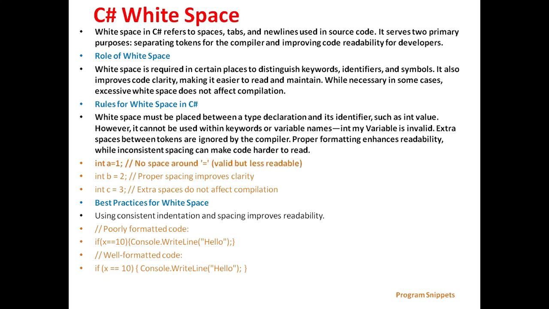For example, int a = 1. Here no space is given before and after the equal to sign, which is valid but less readable. Then int b = 2. Here proper spacing is given before and after the equal to sign. Then int c = 3. Here extra spaces are given before and after the equal to sign, but it will not affect the compilation.